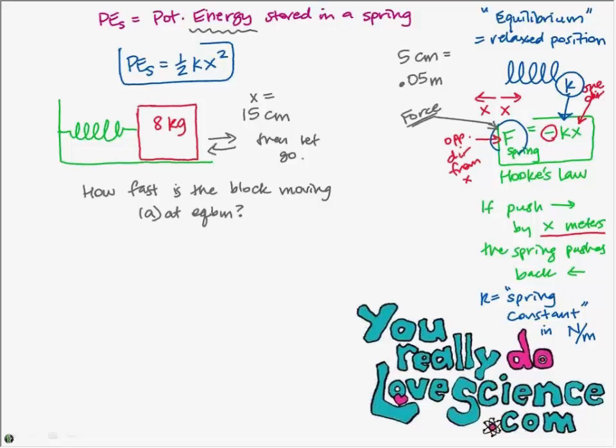Now the thing is, the block's going to go past equilibrium because it's going to be moving, and it's going to have that kinetic energy that pushes the spring back in even further. If there were no friction, it would go in 15 centimeters, and then it would come back out 15 centimeters, and then it would go back in 15 centimeters. And so it would keep going back and forth and back and forth. But at equilibrium, how fast is the block moving? And part B, as it passes the 7.5 centimeter mark, in other words, halfway in.